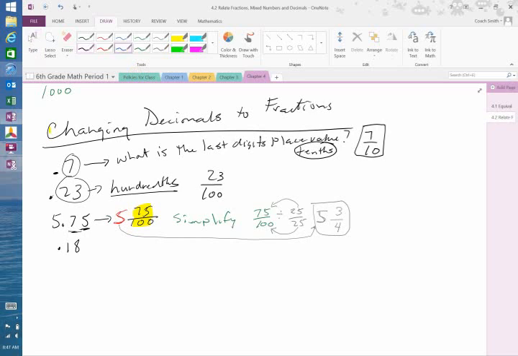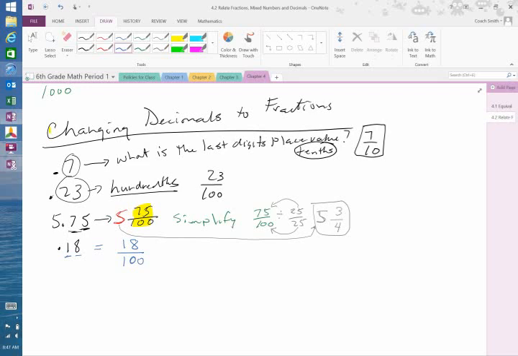Okay, next one, 0.18. 0.18 is 2 place values, so that would have to be the hundredths place value. Let me erase that. This is going to be 18 over 100.